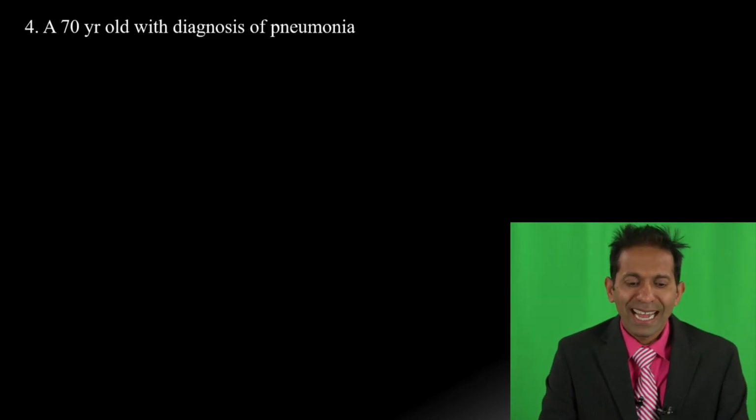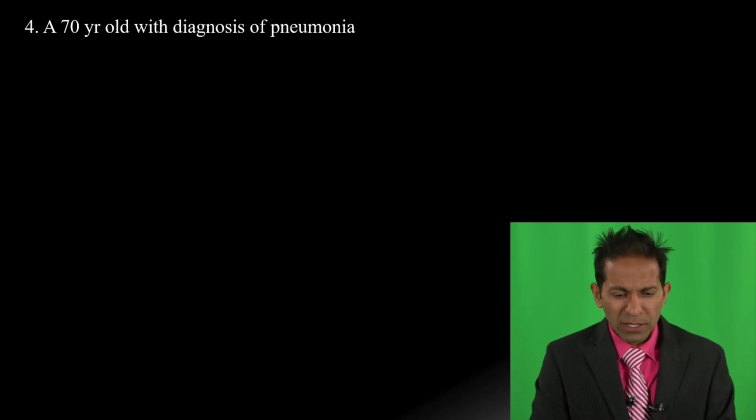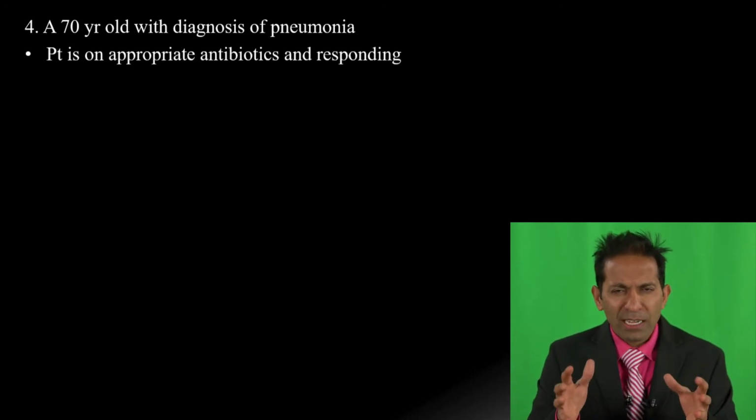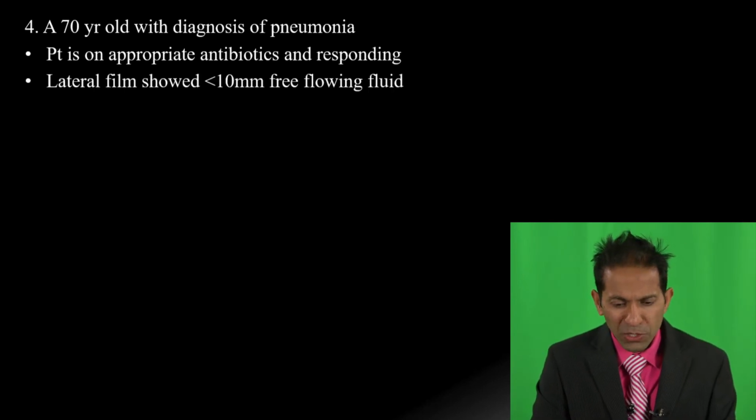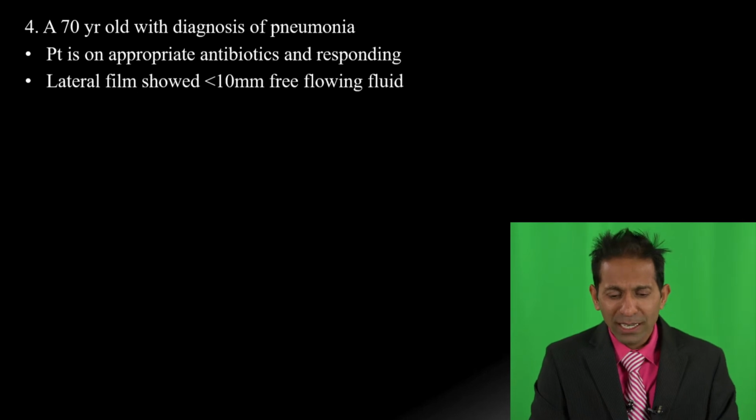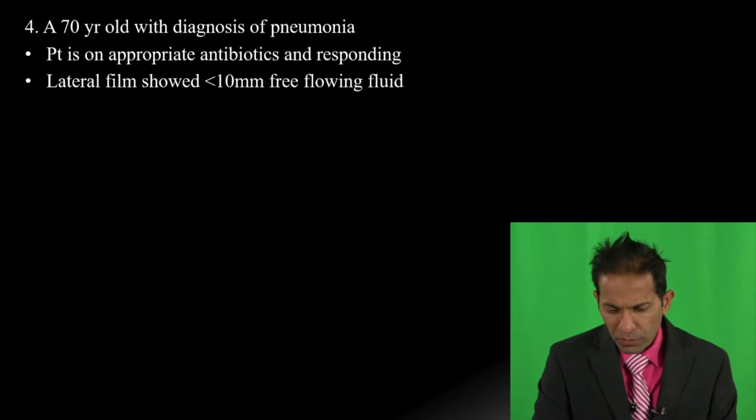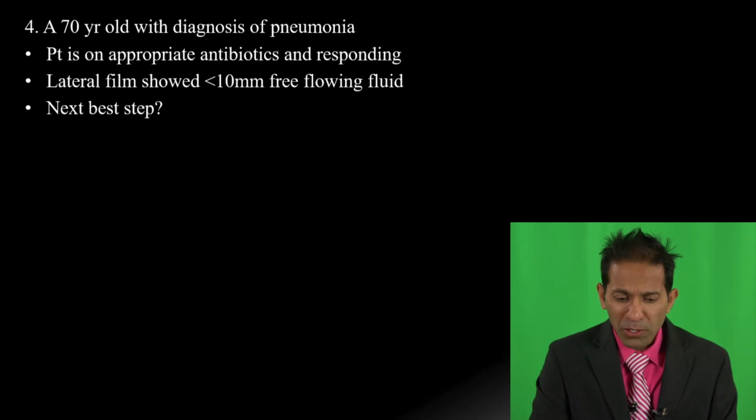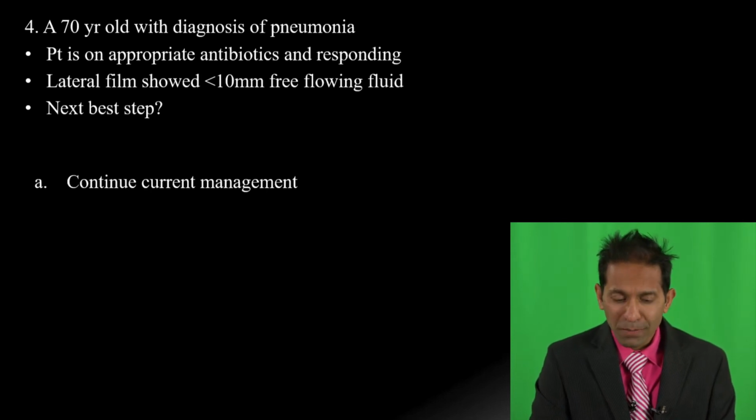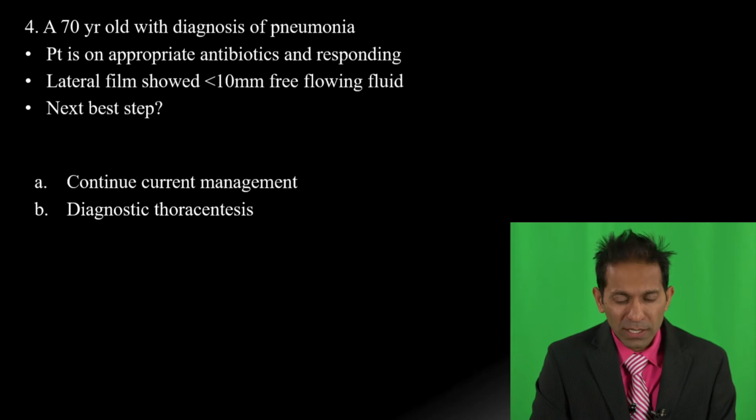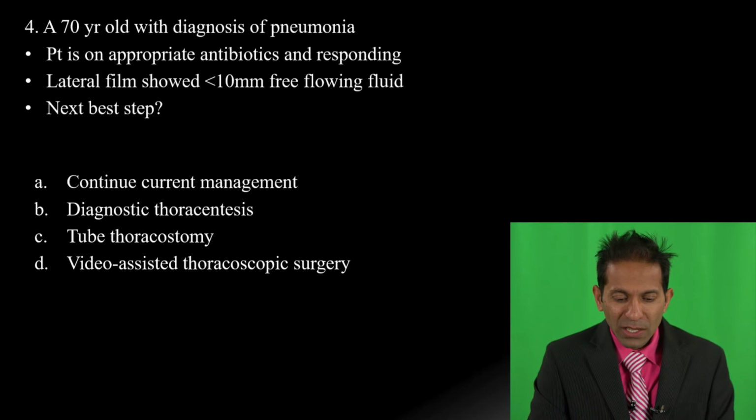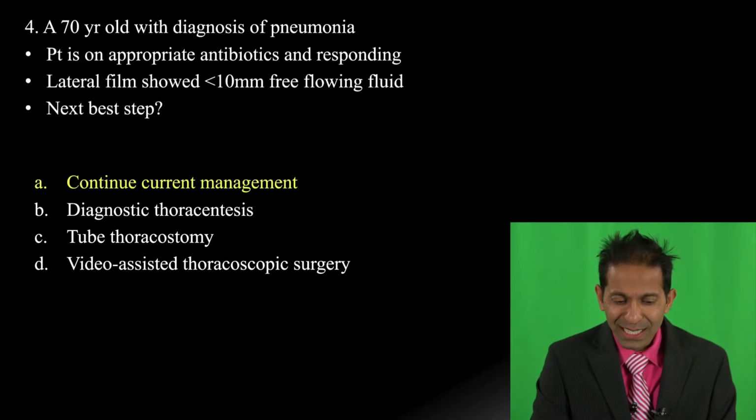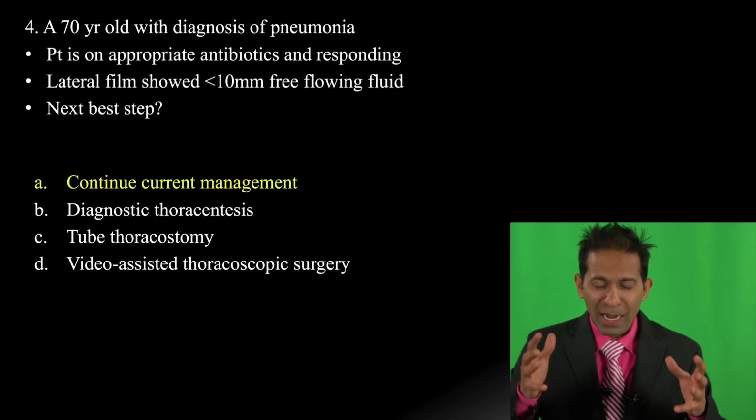Question number 4. A 70-year-old with a diagnosis of pneumonia. The patient is on appropriate antibiotic and is responding very well. His lateral film shows less than 1 centimeter of free flowing fluid. Next best step, what would you do for this patient? Option A, continue current management. Option B, diagnostic thoracentesis. Option C, tube thoracostomy. Option D, video assisted thoracoscopic surgery. Here the right answer is option A, continue current medical management.